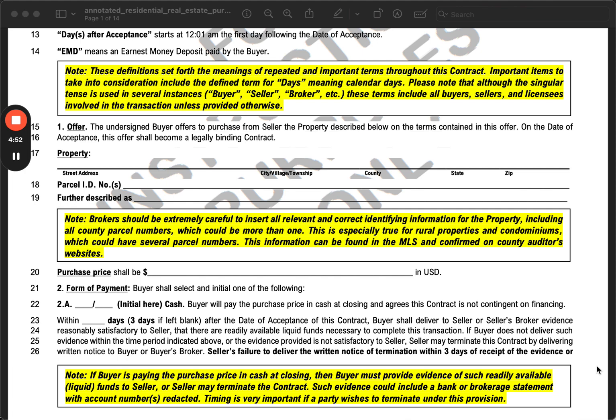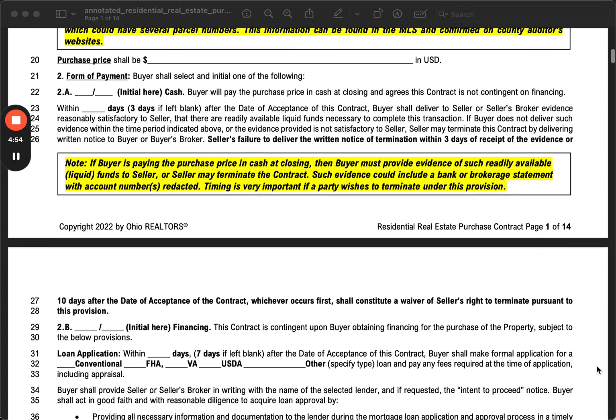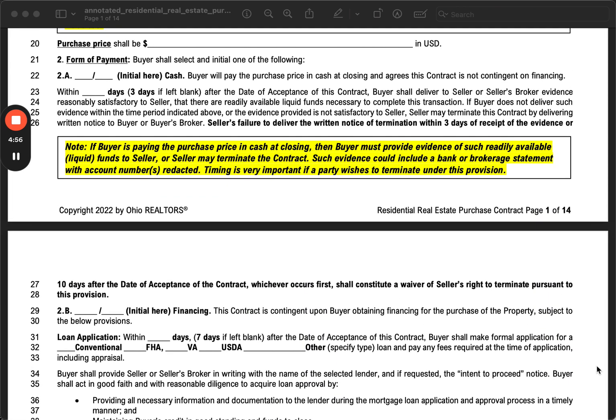Line number 20, purchase price. The purchase price shall be the price that the buyer is offering in U.S. dollars. Line 21, the form of payment. The buyer shall select and initial one of the following. Line 22, which is 2A, initial here, cash. The buyer will pay the purchase price in cash at closing and agrees this contract is not contingent on financing.